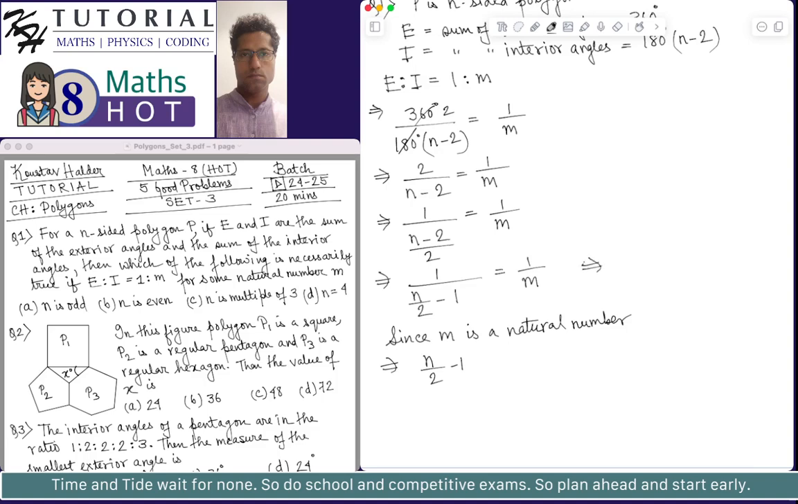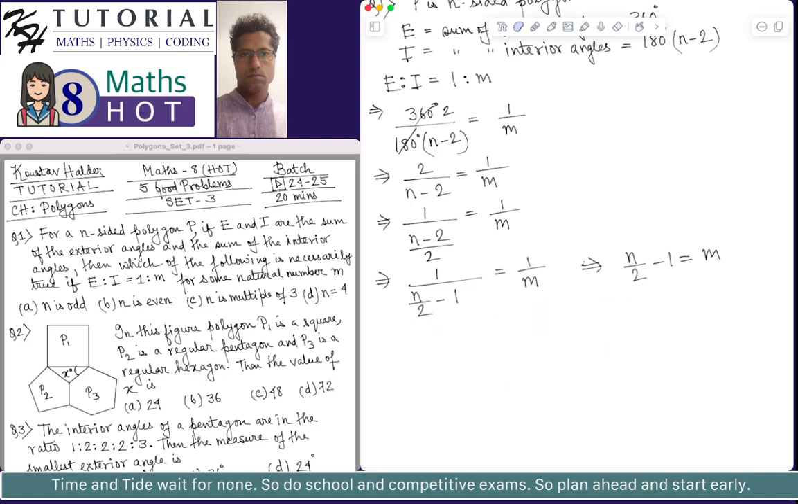Of course, from here we can say that n by 2 minus 1 is equal to m. Okay, let's see. So we have this. I was trying to solve it in a different way, but I think there is a better way.